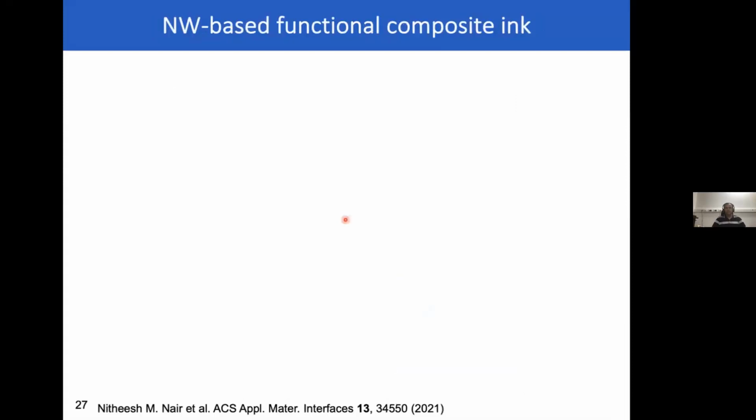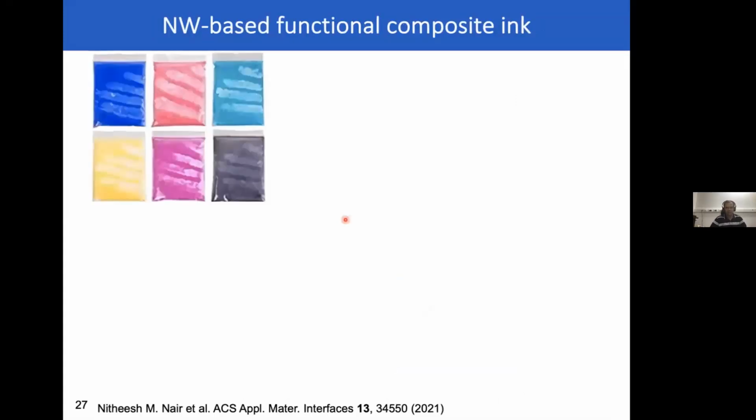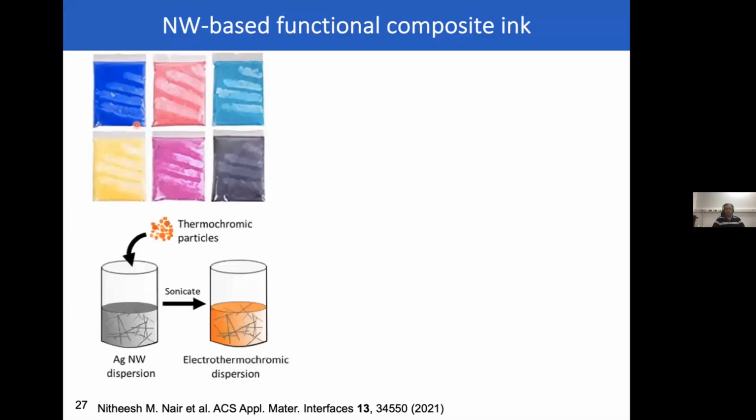So one of my students came up with this idea of actually mixing silver nanowires with essentially powders which are called thermochromic powders. These are materials that are colored at room temperature, so you can actually get different colors. But when you heat them up, typically around 40-45 degrees C, so not very high, they will actually bleach. And when you cool them, they get back their original color.